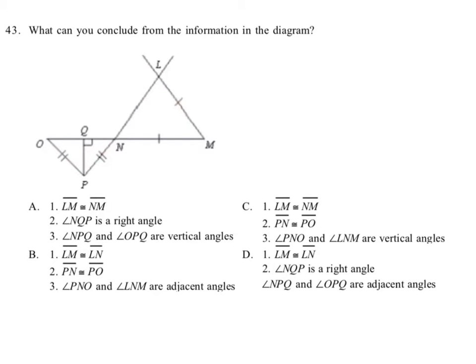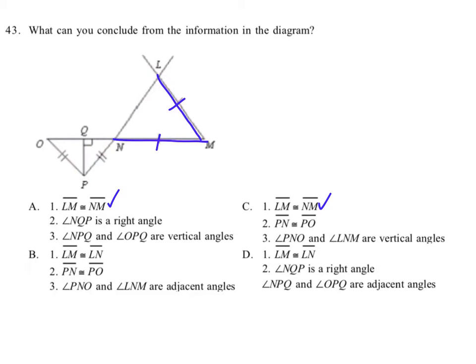Okay, what can you conclude from the information in the diagram? Well, number one says LM is congruent to NM. That's certainly true because of this mark. So that's true. LM is congruent to NM. I'm just going to check it off every time we see it.